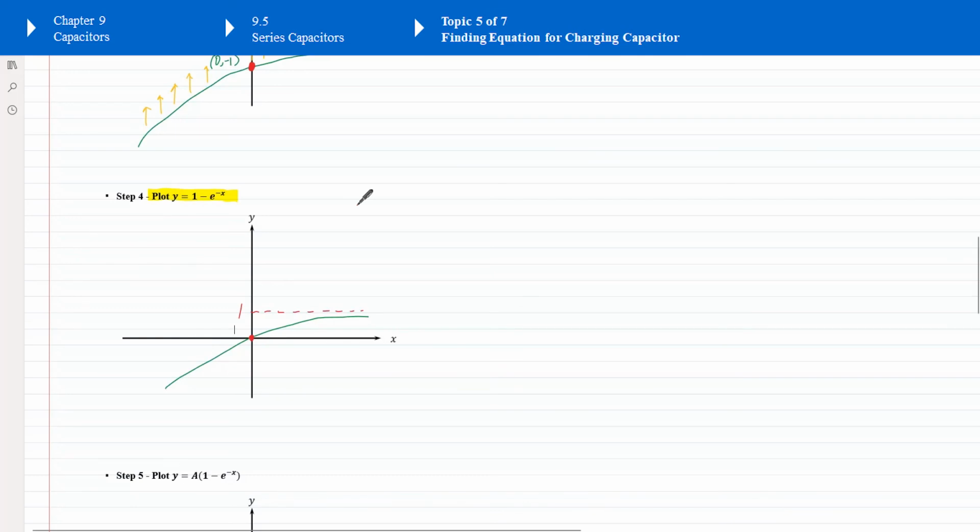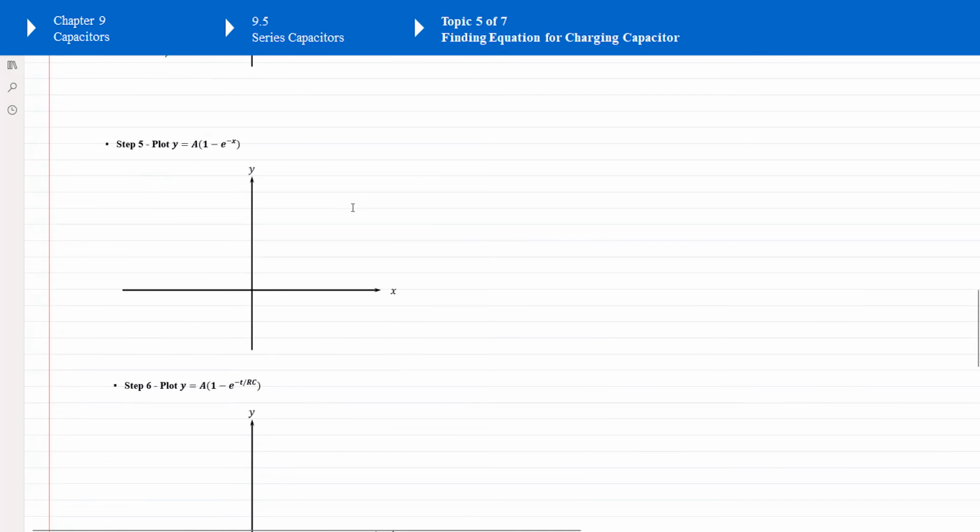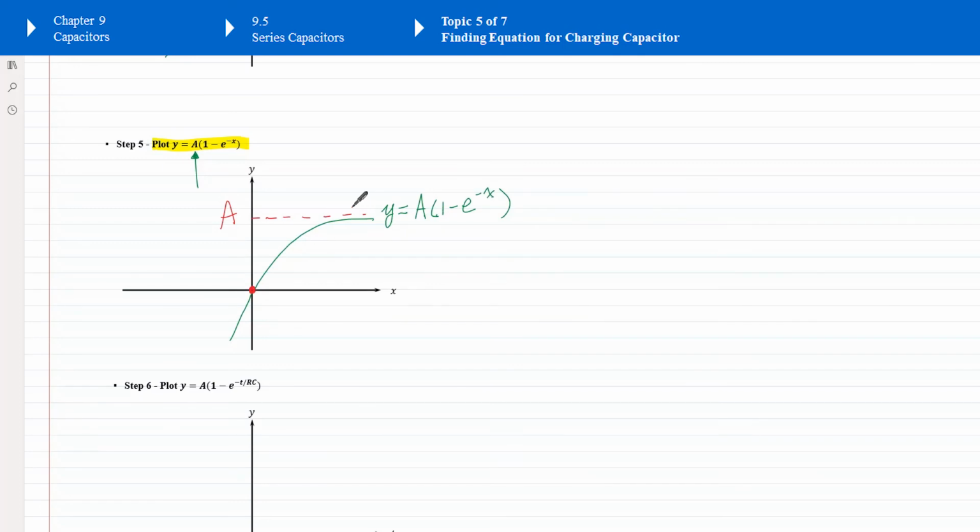But for the charging capacitor curve, we want this curve to start at 0 and be able to reach any positive value. We adjust this equation by multiplying it by a positive number a, where a is the maximum number this curve can reach. The final curve looks like this. This curve begins at 0 and approaches a. The function of this curve is y equals a times 1 minus e to the power negative x.